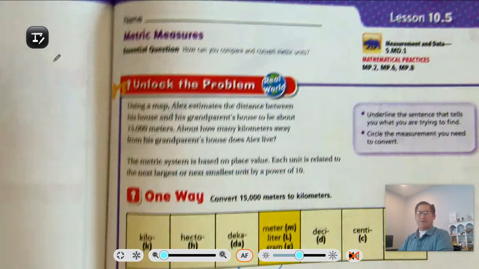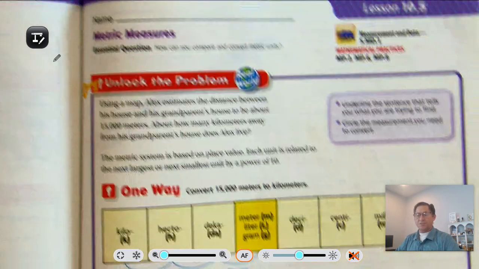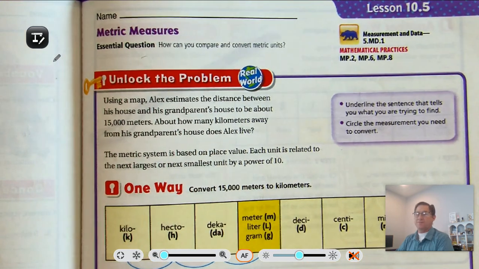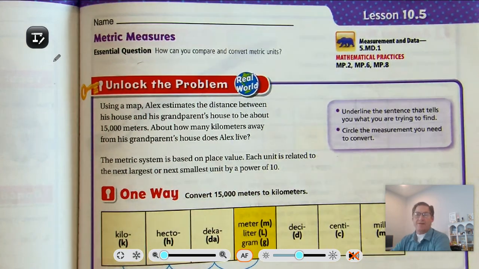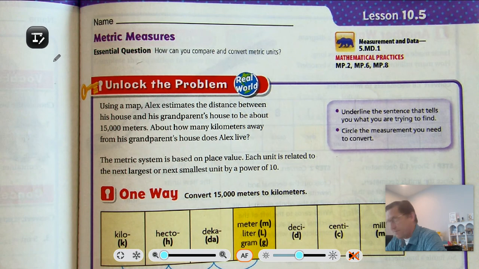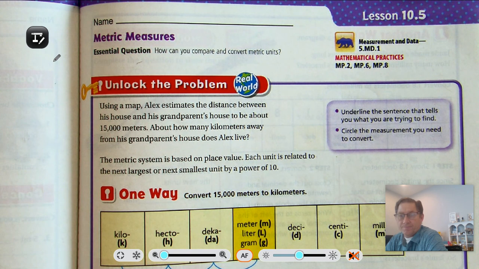Hello, everybody. So today we're going to start our discussion of the metric measurement system. We're on lesson 10.5 on page 445 of the fifth grade Go Math textbook. And our essential question is, how can you compare and convert metric units?